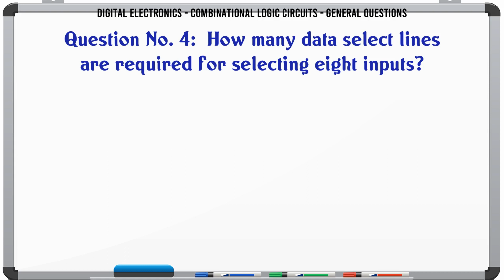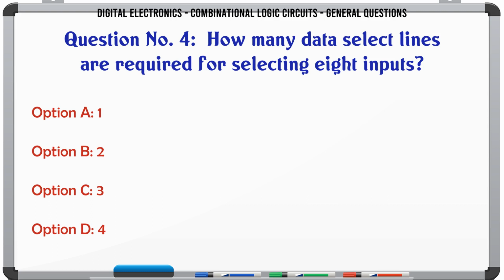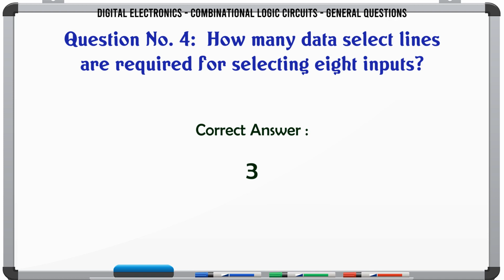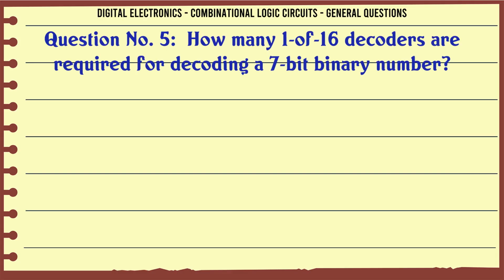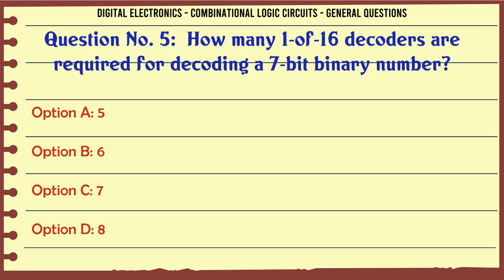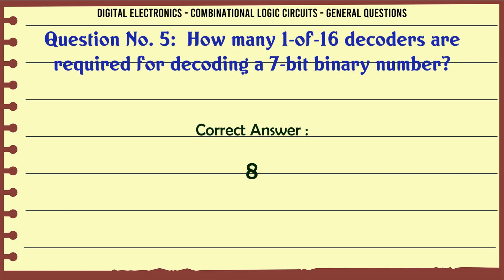How many data select lines are required for selecting 8 inputs? A: 1, B: 2, C: 3, D: 4. The correct answer is 3. How many 1 of 16 decoders are required for decoding a 7-bit binary number? A: 5, B: 6, C: 7, D: 8. The correct answer is 8.